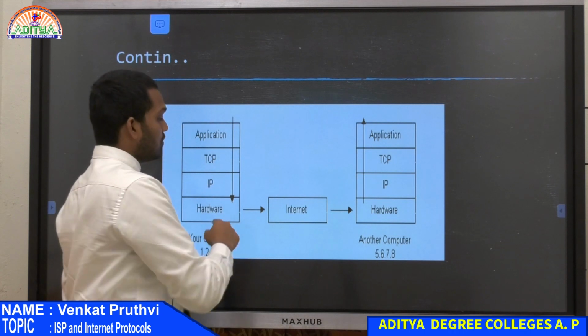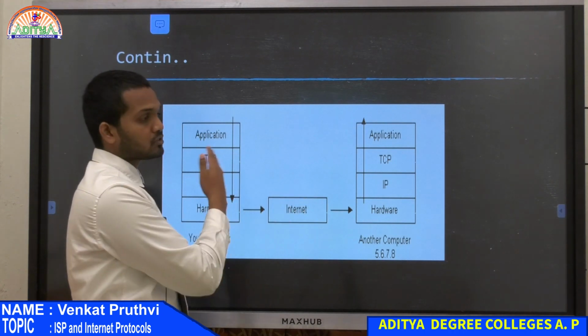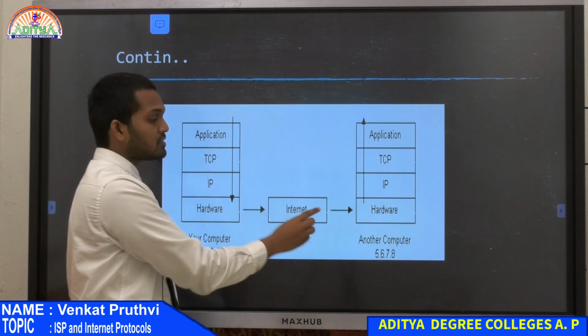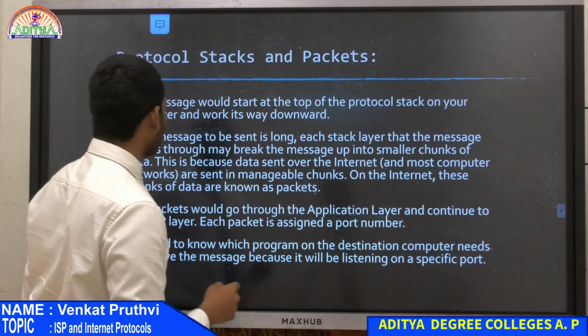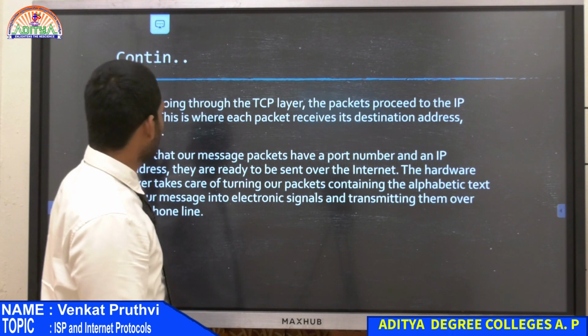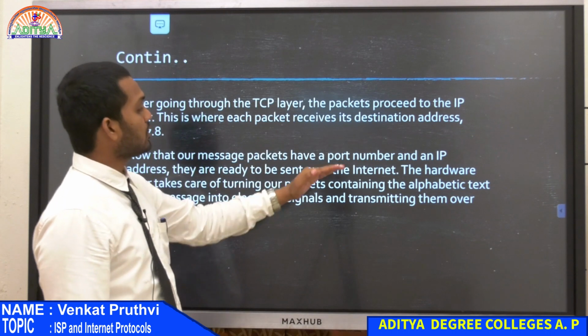The reason is, whatever packet is going through this network for this computer, all the packets should reach only this destination. That means every packet should have the same ID number, or the IP number, that is 5.6.7.8. And now that our message packets have a port number and an IP address, they are ready to be sent over the internet.